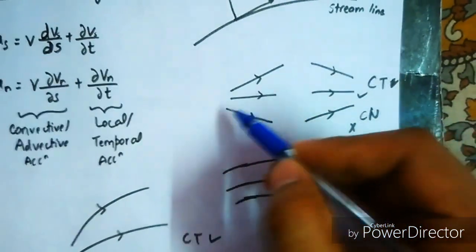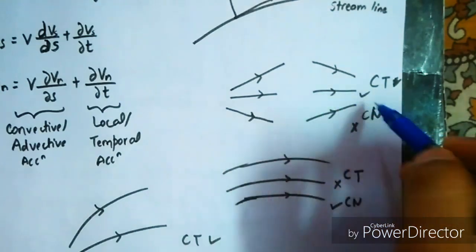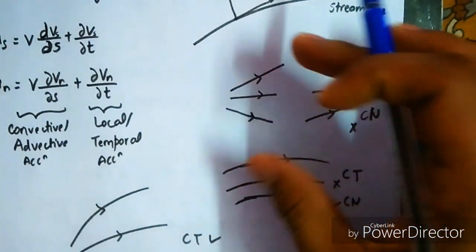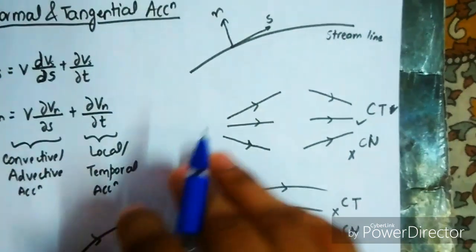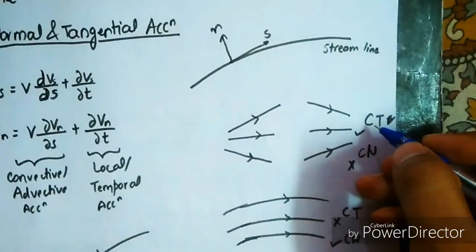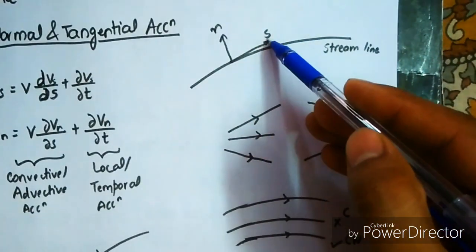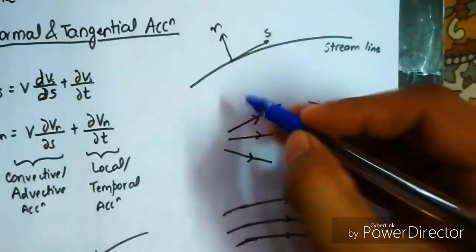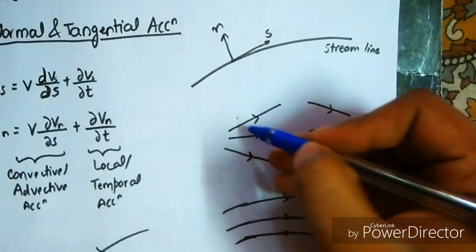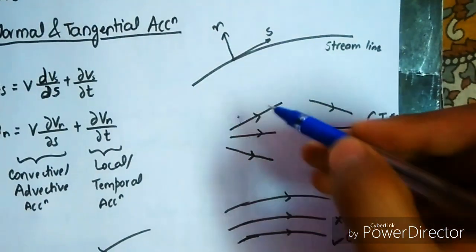If we are having lines like this, going out like this, these are straight lines, diverging lines, then converging lines. Here we will have the tangential component of acceleration, because the tangential component of acceleration moves in the forward direction, but we are not having any normal component here, because we are not having any component in this direction.